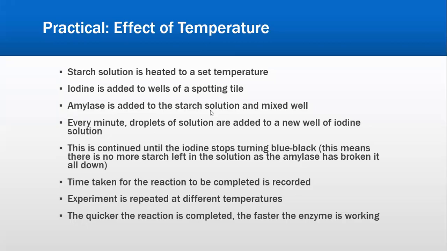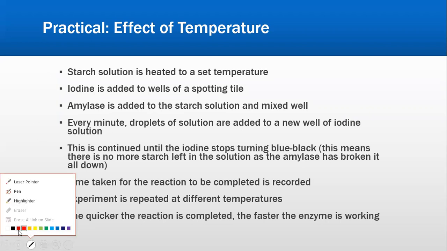All right, so in the previous lecture, we talked about different factors that affect the enzyme activity. Number one was temperature and number two was pH. So now we're going to carry out a practical investigation in which we're going to check the effect of temperature on the enzyme activity. Now what we'll do is, first of all, we need a starch solution.